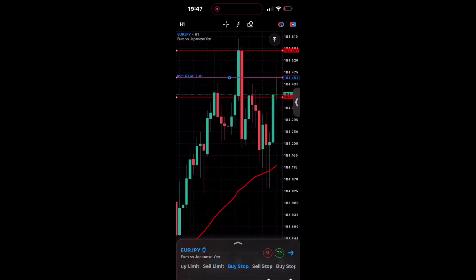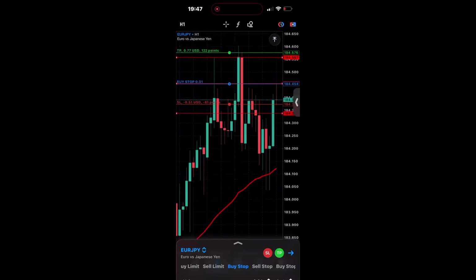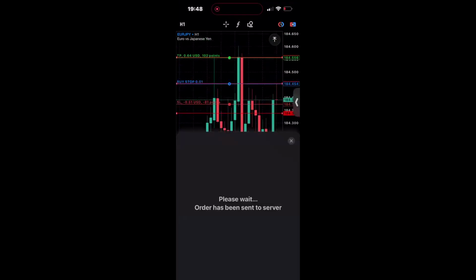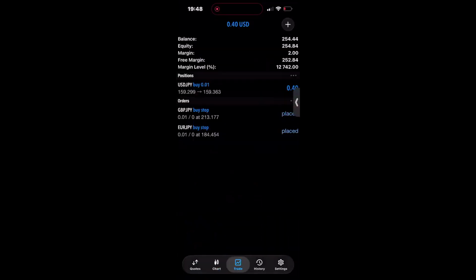454. Then we have our stop loss. Just click stop loss down here. Then you can drag your stop loss to where you want it to be, which I think is already right. Then the take profit, you can move your take profit here. Once you are done, you click on the blue arrow, you click on place order, and that's all. Order has been placed, guys.